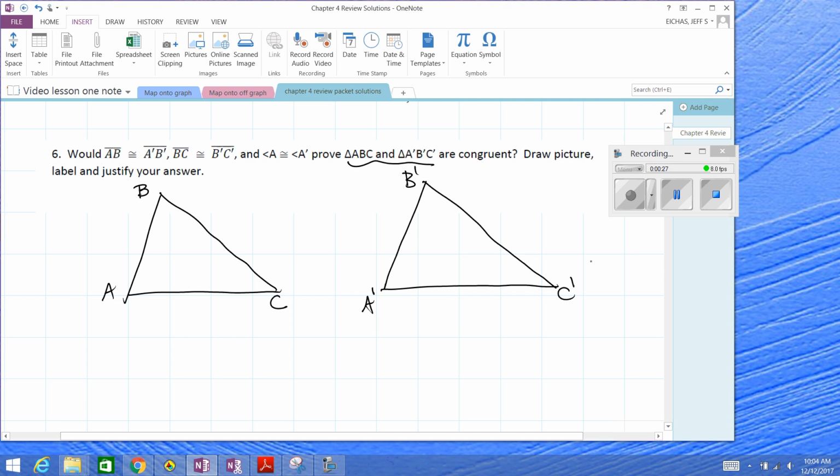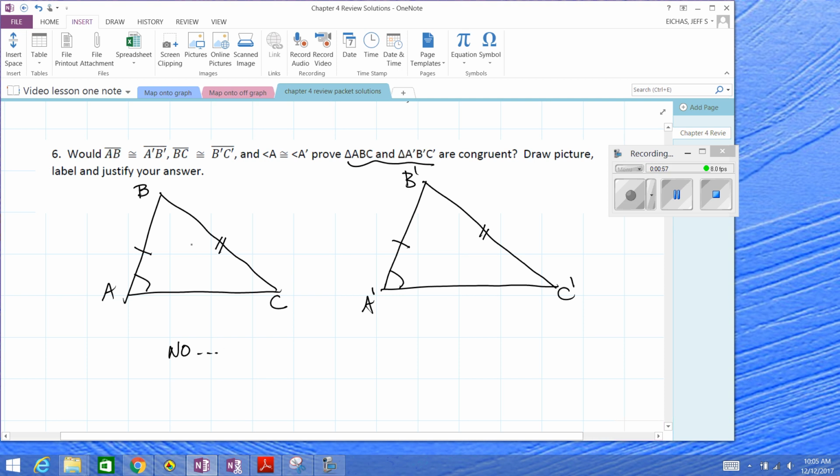Now, here's what it's saying. You would mark the diagram based on the givens. So AB is the same as A prime, B prime. BC is the same as B prime, C prime. And angle A is congruent to angle A prime. Now, is that enough to prove the triangles are congruent? The answer is no. Okay, here's why.